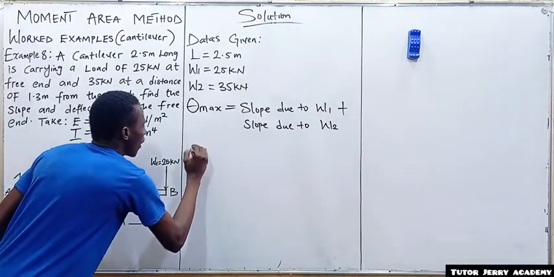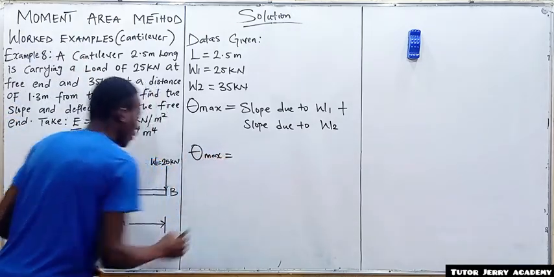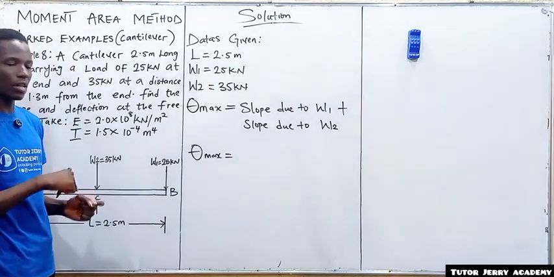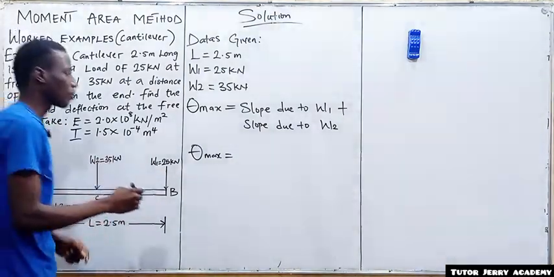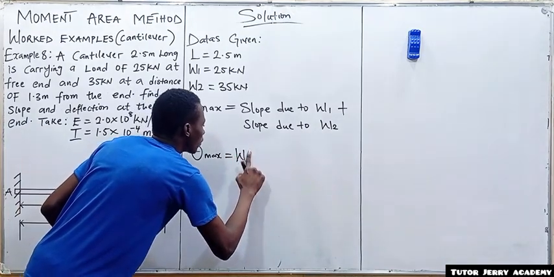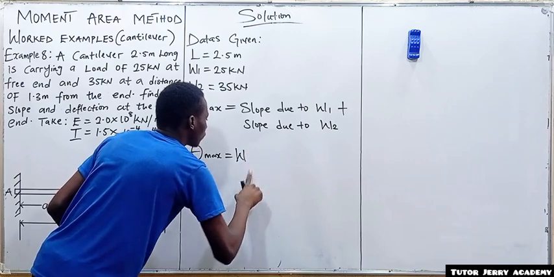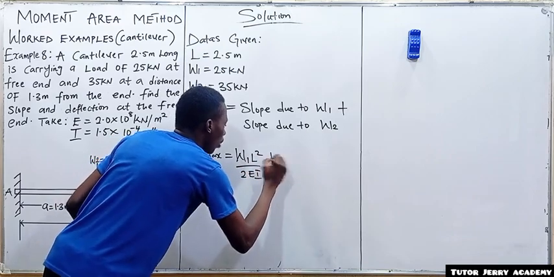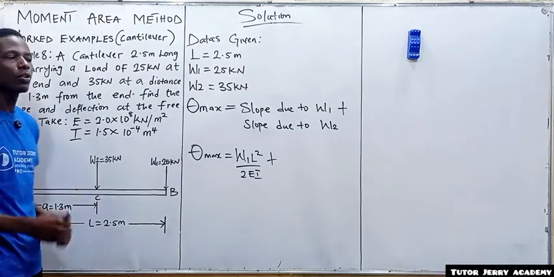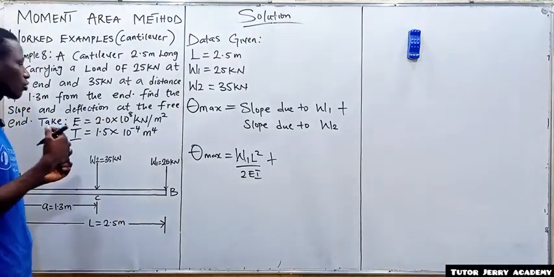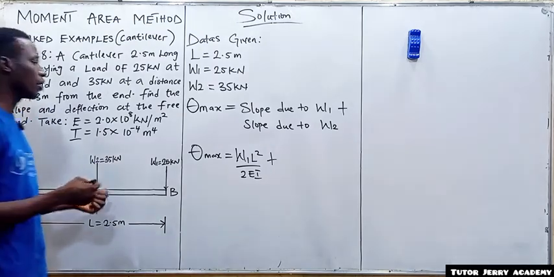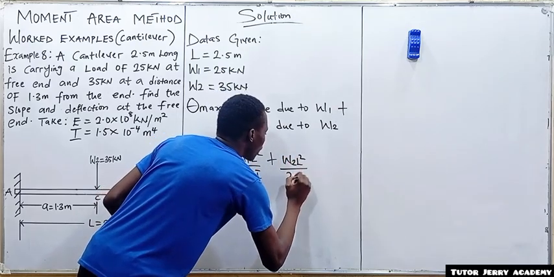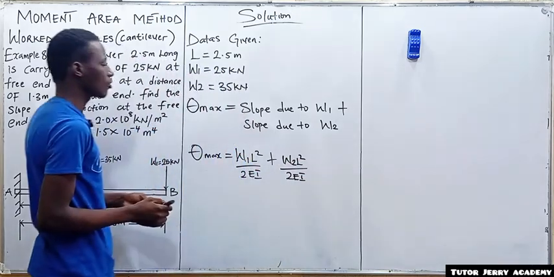This implies that our maximum slope will be equal to, in this case we have WL square all over 2EI, but our load is W1, so we have W1 L square all over 2EI, plus here we have WA square all over 2EI, but in this case we are having W2 here, so it will be W2 L square all over 2EI. So this is what we have.